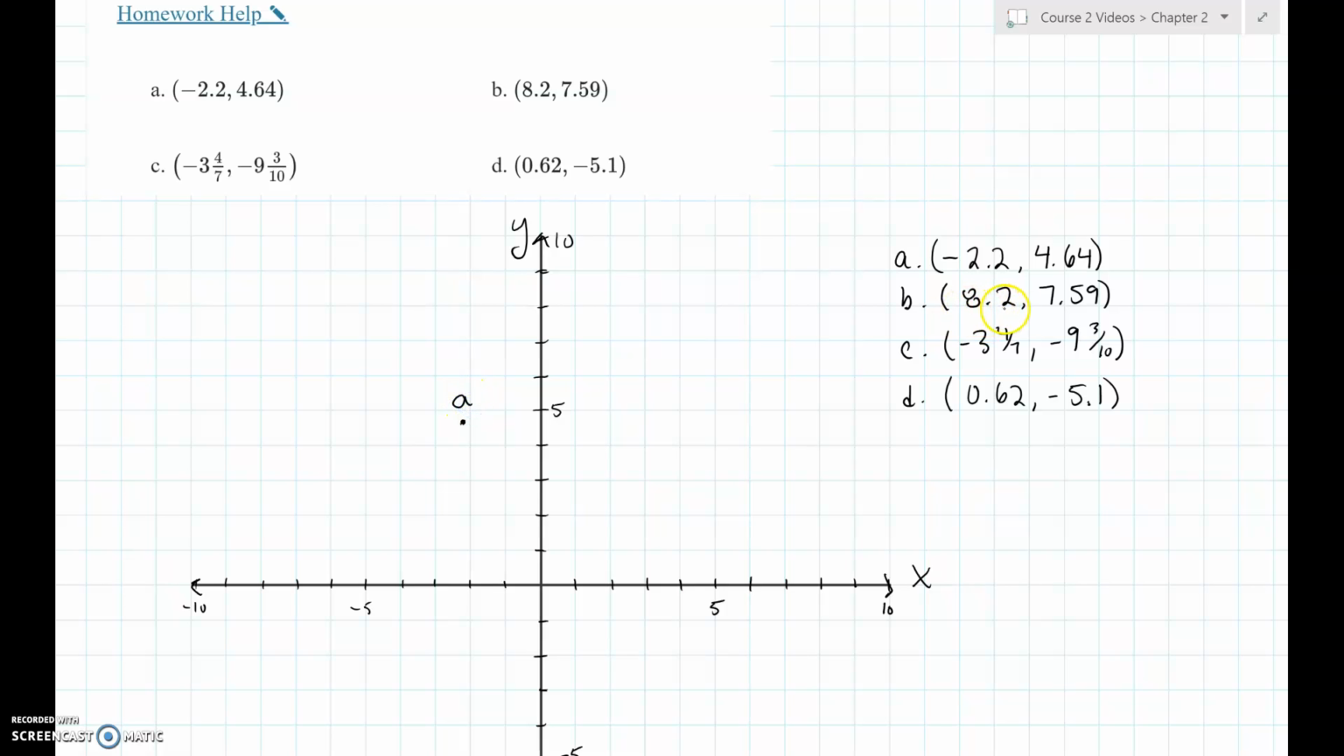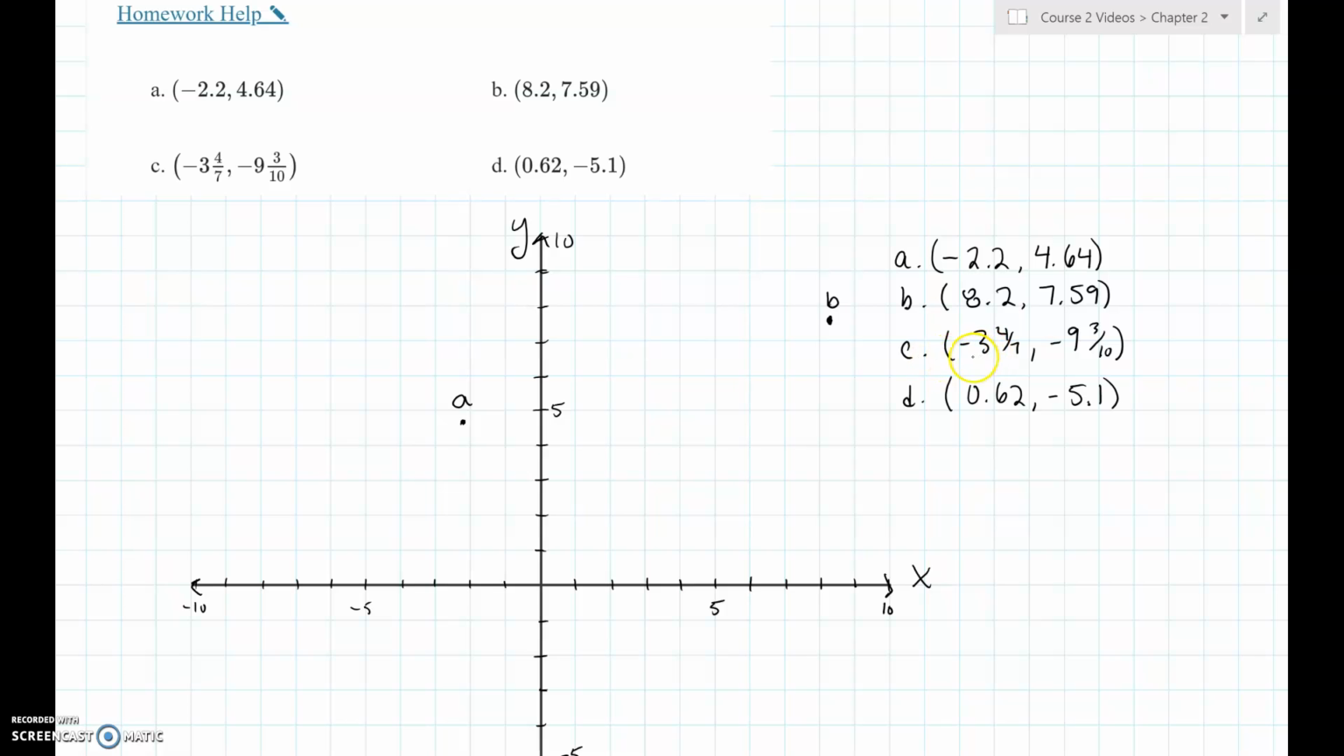So B is at 8 and 2/10, so that's right about 8 1/4, a little bit less, so 8 and a little bit, and this is a little bit more than 7 1/2. So 8 on the x-axis, 5, 6, 7, 8, and a little bit, and then we're going to go up to a little bit more than 7 1/2. So there's 5, 6, 7 1/2, so a little bit more than that right there, and we'll make point B.